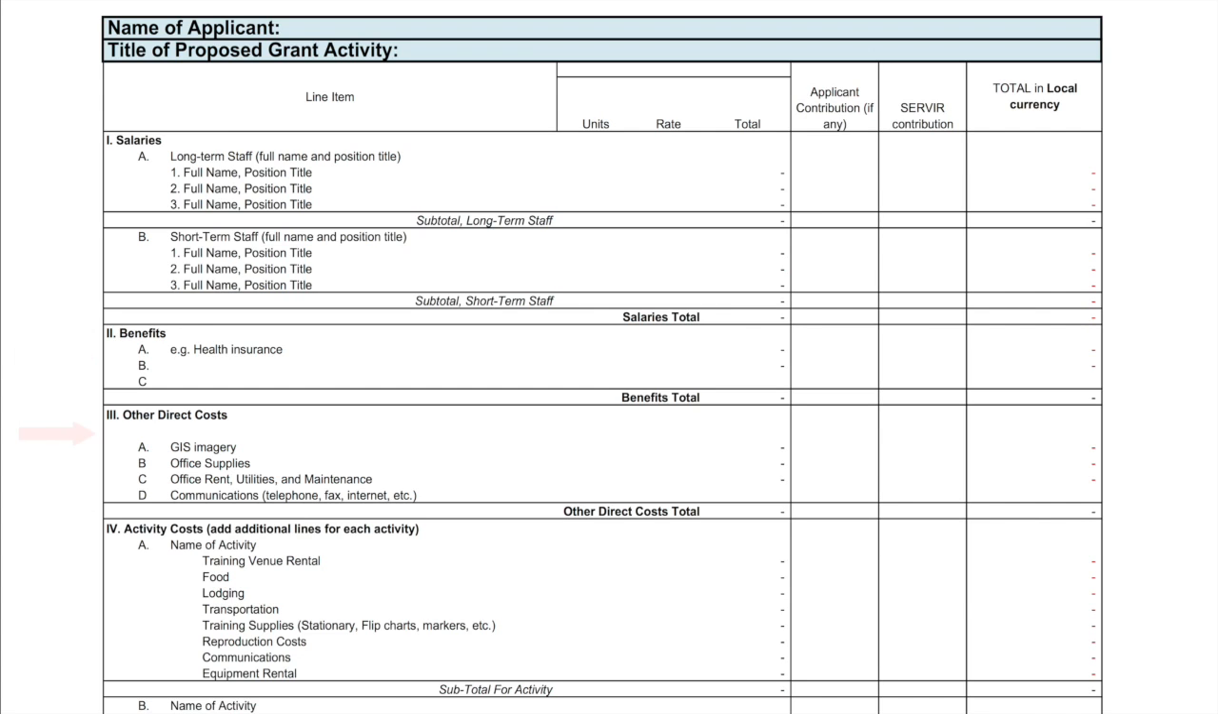The fourth section is other direct costs. Please include any costs associated with your organization that are not specific to the activity. For example, if you'd like Severe to pay for a portion of your rent or utilities during the time period of the grant, please include that in this section. Indirect costs may be included if your organization has an established, negotiated indirect cost rate agreement.